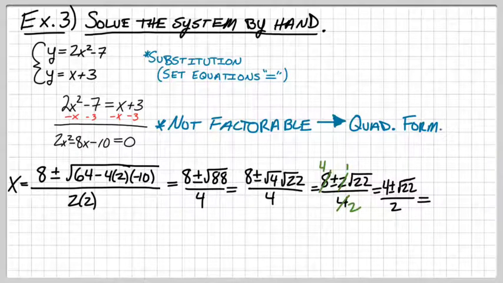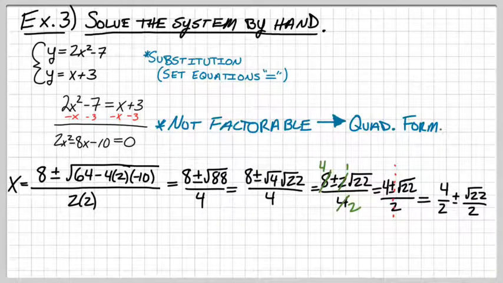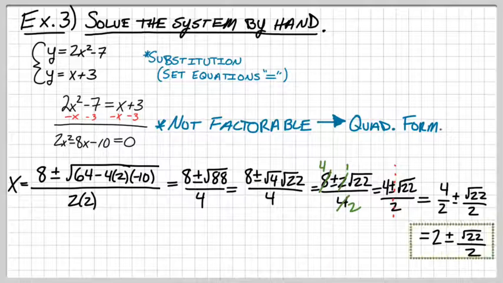Okay, and then the last thing I want to add that's going to help us get our solutions when we're done is I want to split this fraction up right down the middle. So I can call this 4 over 2 and then root 22 over 2. So 4 over 2 plus or minus root 22 over 2. And the reason I do that is because 4 over 2 is an easy number. So for our solutions, for our x values here, you can really just say this is 2 plus or minus root 22 over 2.